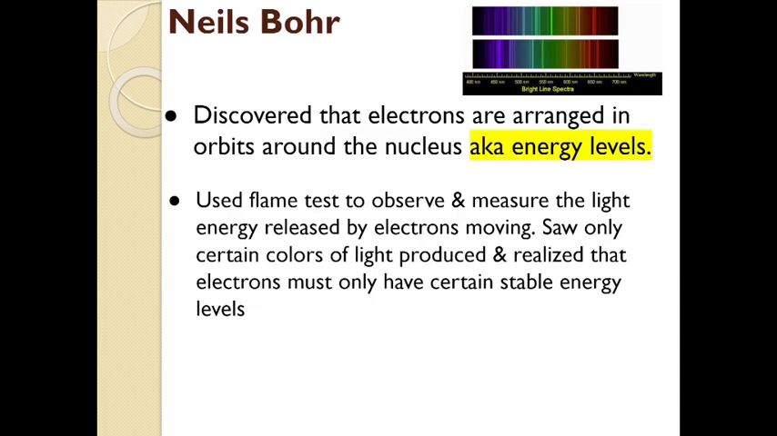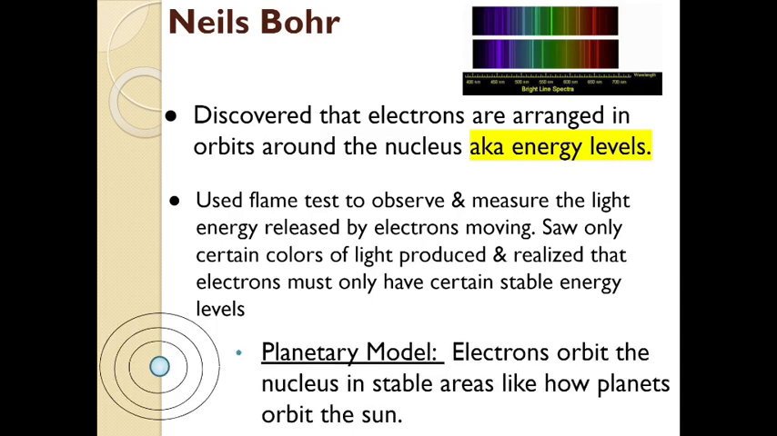So kind of fancy math going on there, but he developed what we call these days the planetary model, where we have electrons orbiting the nucleus in stable orbits, kind of like how planets orbit the sun. So a lot like Mr. Rutherford's model, except now instead of just a big empty space where the electrons are scattered, they're actually orbiting, moving in predictable orbits.